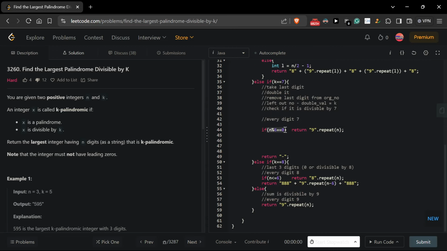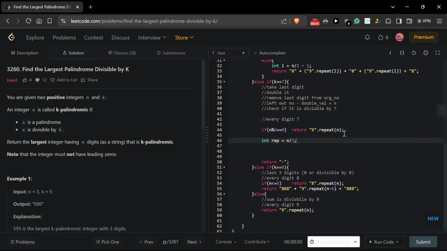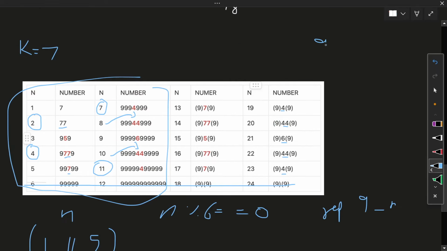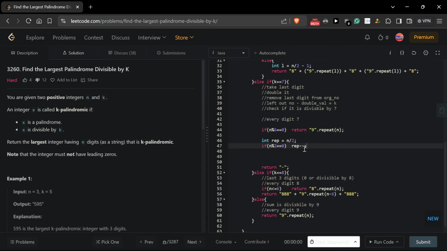If it is divisible by 6, we have to repeat 9 n by 2 times. If it is 5, we repeat 5 by 2. If it is 11, 11 by 2 is 5, so we have to repeat 5 number of times. For 10, 10 by 2 is also 5, but here I have to repeat 4 number of times. So if the number is even, just subtract 1 from the repetition. That's it for the repetition.